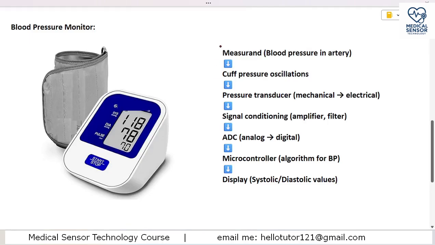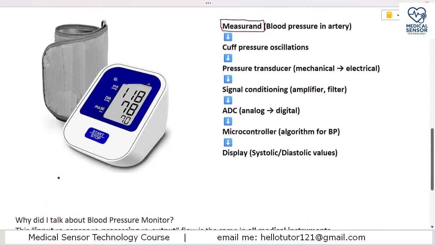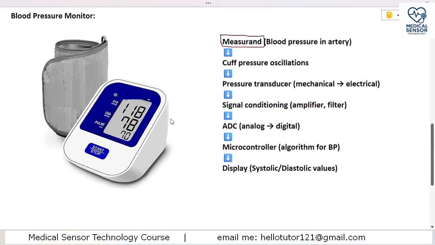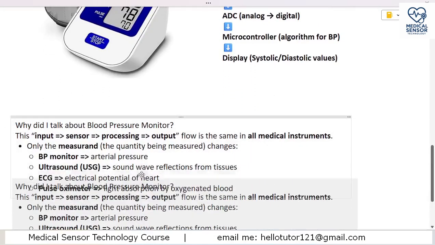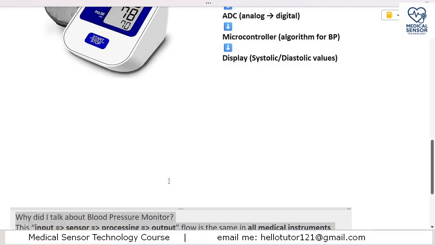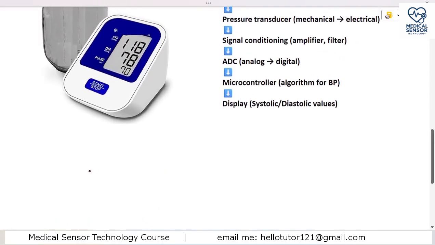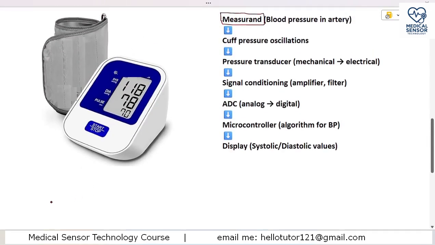the first thing is the measurand. Let me write it here. So the first thing is the measurand. The first question is always, what are we measuring? This is the first question. What are we measuring?